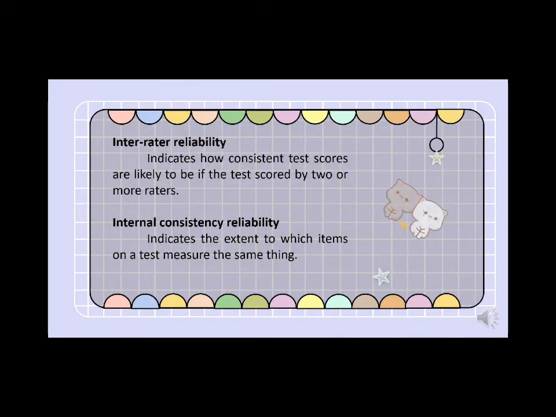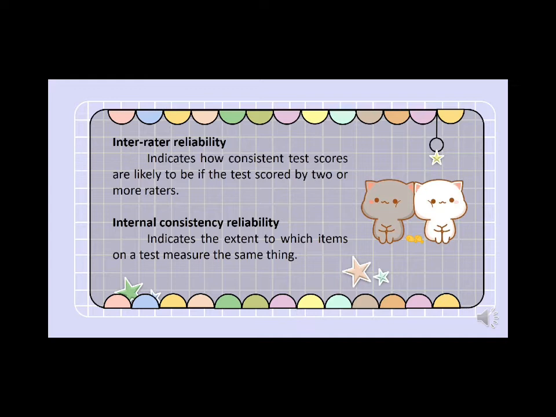So, next, inter-rater reliability indicates how consistent test scores are likely to be if the test is scored by two or more raters. On some tests, raters evaluate responses to questions and determine the scores. Differences in judgment among raters are likely to produce variations in test scores. A high inter-rater reliability coefficient indicates that the judgment process is stable and the resulting scores are reliable.